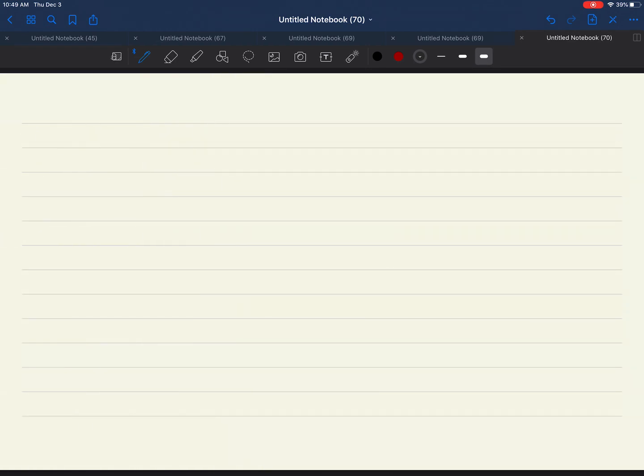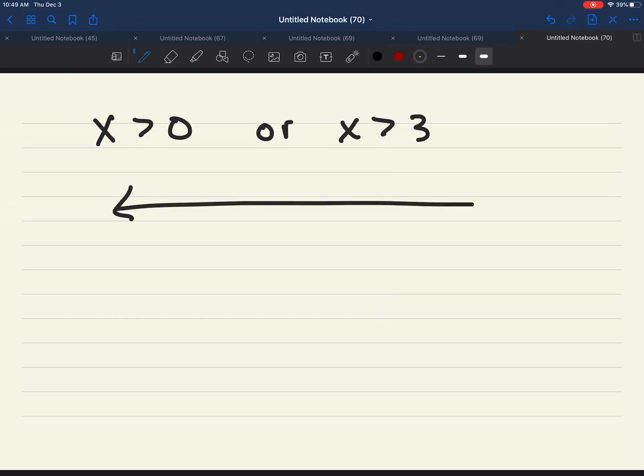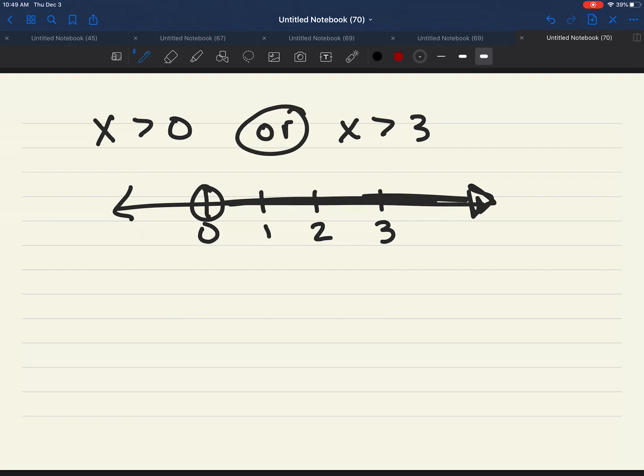Okay, now you don't have to write this down. Let me just show you because somebody asked. If you have an or statement that both go the same direction, like x is greater than 0 or x is greater than 3, what will your graph look like? Does anyone know? You start at the 0 and you go all the way to the right. Why would I not put an open circle at 3? Because you don't need it. Because it's an or statement.